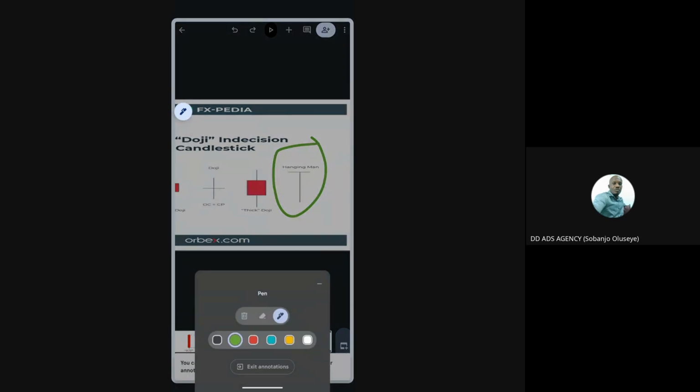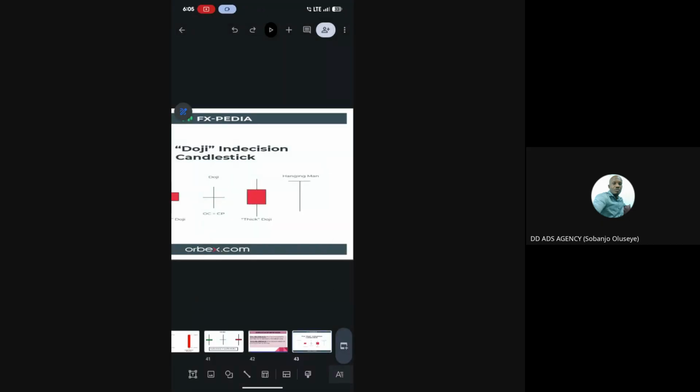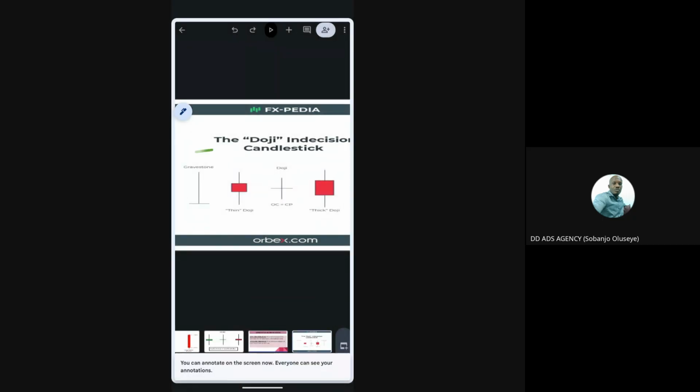And sometimes this gravestone is called a shooting star. Those are other names that they call them. But one thing I know is that there are so many names for these two candles that I just mentioned. It's not the name that is important. Yes, know the names, I'm not saying don't know the names. But it's not the names that are important, but the analysis, the understanding of what transpired in that candle. That is what matters.